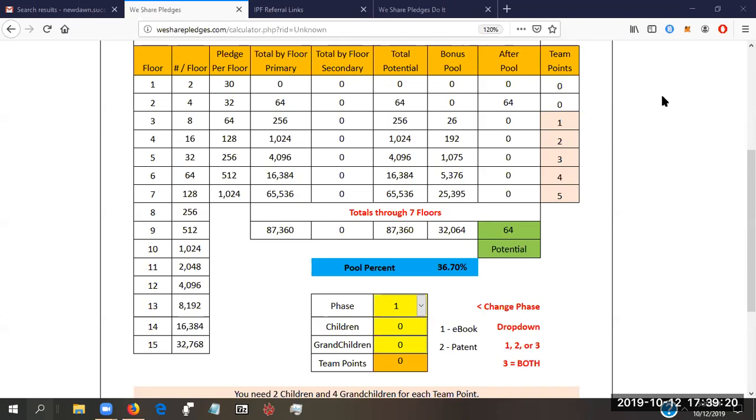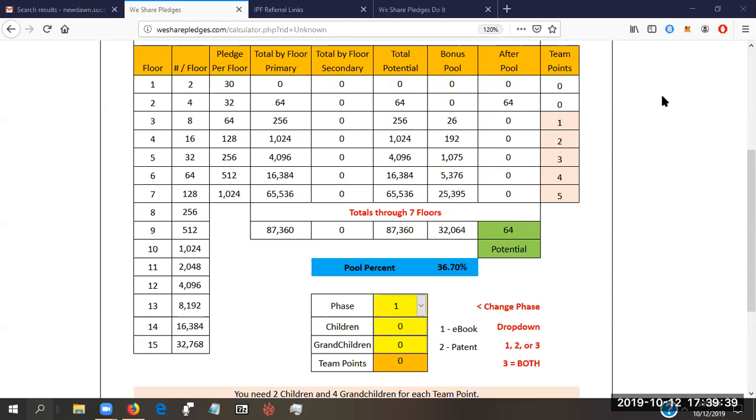But the second level, the second row where you see floors, is the amount of people it takes to fill that floor. So on the first one, it would be 2 people. On the second one, 4. Third one, 8. The fourth one, 16, so on, all the way down. That's how many people it takes to fill that level, that floor.